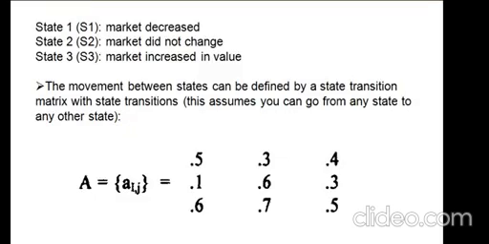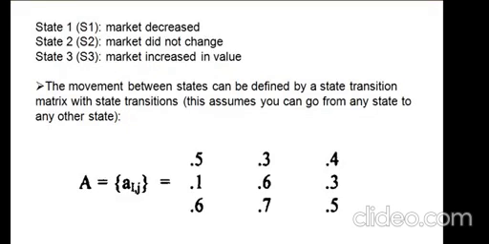A of 1 comma 2 represents what? First row, second column. The first row, second column element was 0.3. That means the percentage of changing from the decreased state to the did not change state. What is the probability of that one? 0.3 is the probability of that movement. You got it or not?